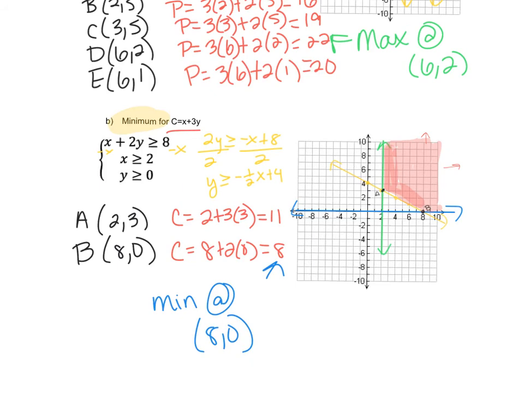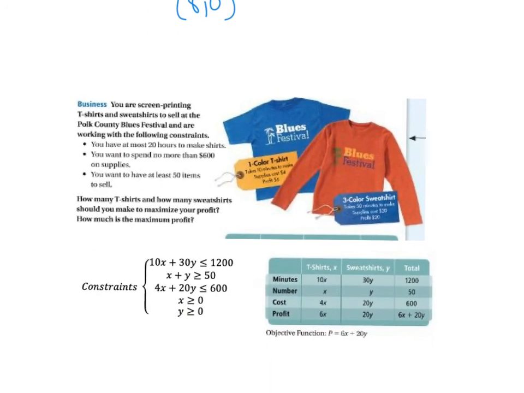All right, the last problem, this lovely word problem about shirts. You're screen printing t-shirts and sweatshirts to sell at Polk County Blues festivals and are working with the following constraints. You have at most 20 hours to make shirts. You want to spend no more than $600 on supplies, and you want to have at least 50 items to sell. How many t-shirts and how many sweatshirts should you make to maximize your profit? How much is the maximum profit? So we have 2 questions.